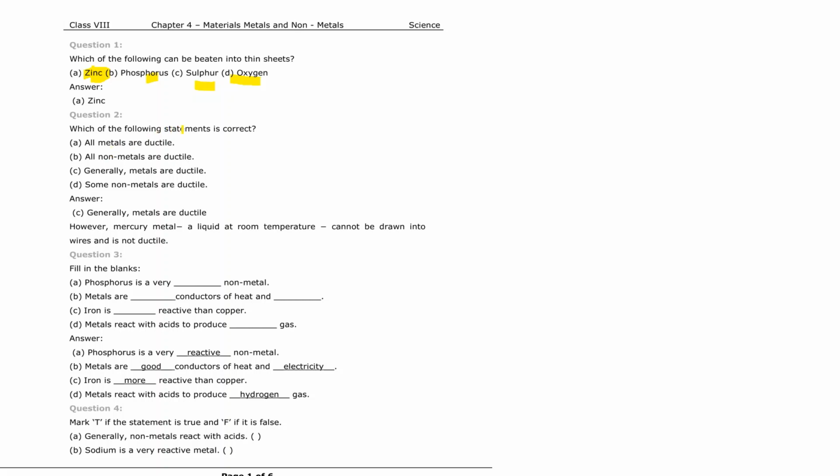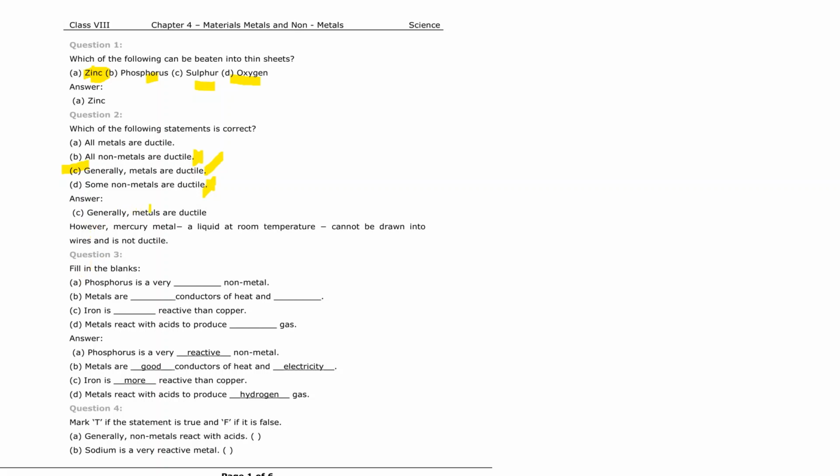And which of the following statements is correct? All metals are ductile. Yes. All non-metals are ductile. This is wrong. Generally metals are ductile. This is most correct, while non-metals are ductile is incorrect. So the most appropriate option we will take is option C.